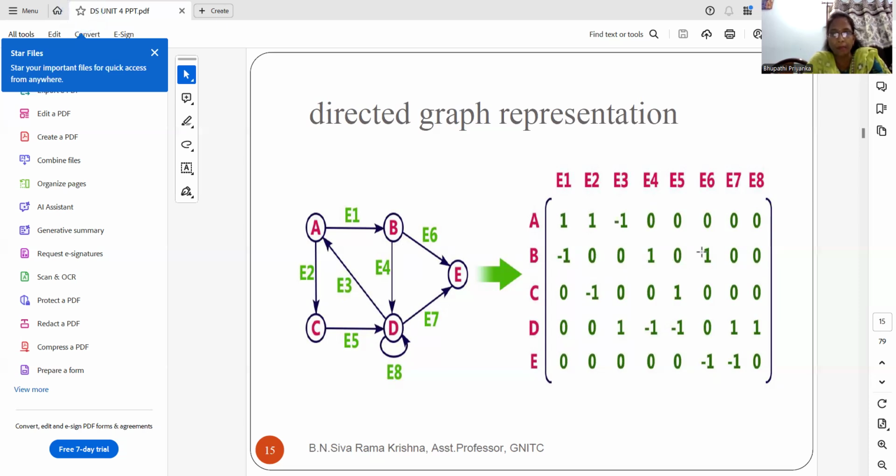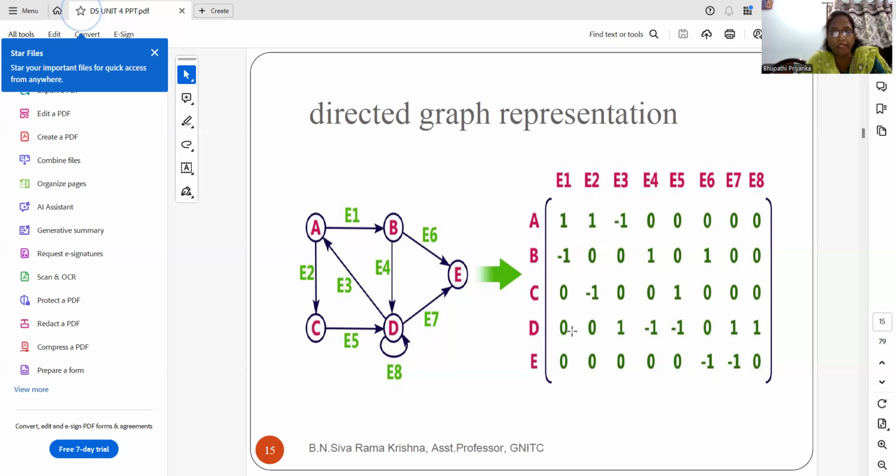Next, B to E6, from row we are going to column, so 1. Next, B to E7, 0. B to E8, 0. Next, C to E1, 0. C to E2, we have an incoming edge, so it is -1. C to E3, 0. C to E4, 0. C to E5, outgoing edge, so 1. Next, C to E6 0, E7 0, E8 0.